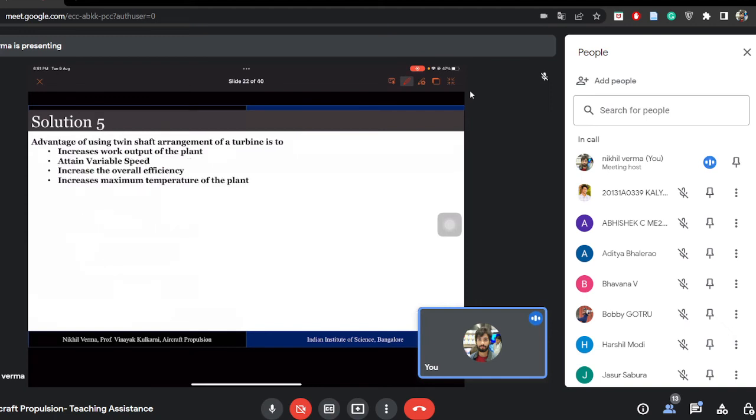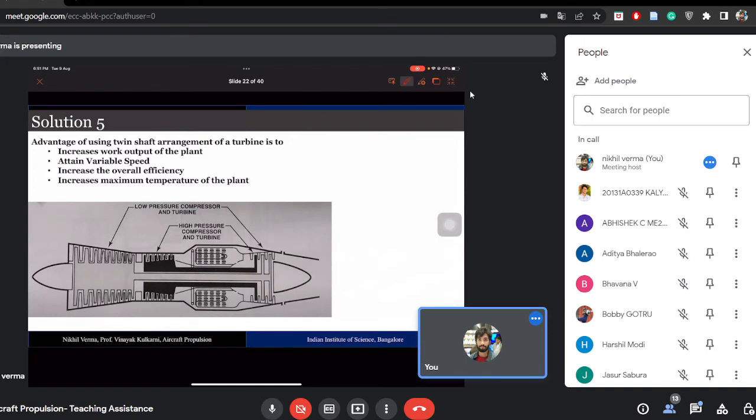Coming on to question number five: the advantage of using a twin shaft arrangement for a turbine is to... Twin shaft, basically, I'll explain what it is. The shaft that connects the turbine and the compressor is annular in nature.